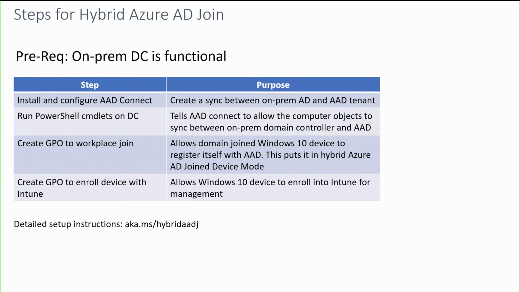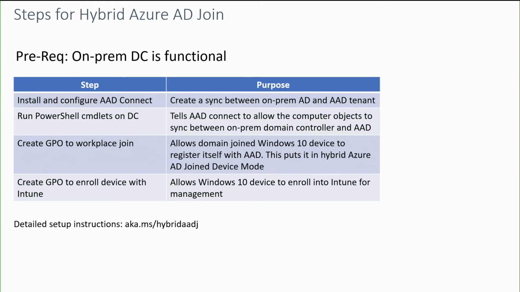And so here are some of the steps that you would take to hybrid Azure AD join. I want to make sure everybody understands this is a configuration that requires a lot of thought, and it could be considered complex. So please make sure you go through the detailed documentation. The detailed documentation is at aka.ms/hybridAADJ. That is aka.ms/hybridAADJ. And really what you're looking at is creating the following steps.